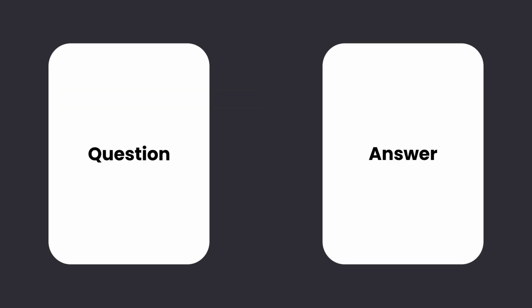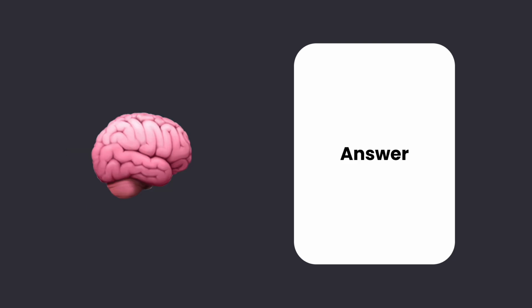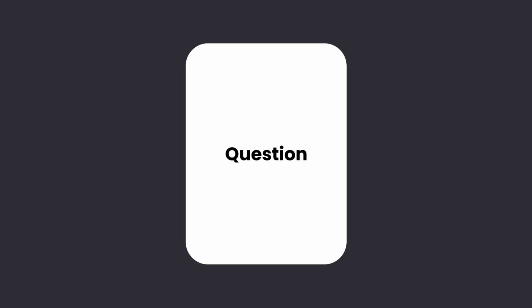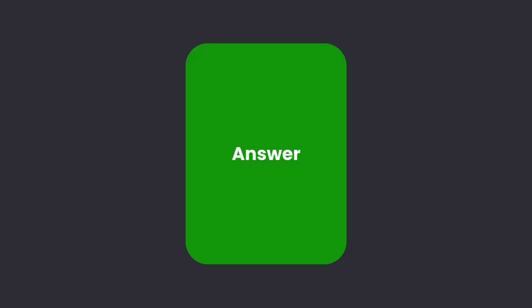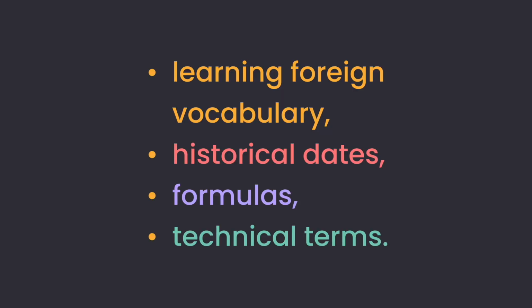Each card has a question or term on one side and the answer or definition on the other. The concept is straightforward. Look at the question and try to recall the answer. Flip the card to check your response. If correct, set it aside. If incorrect, return it for another review. They are particularly effective for learning foreign vocabulary, historical dates, formulas, and technical terms.